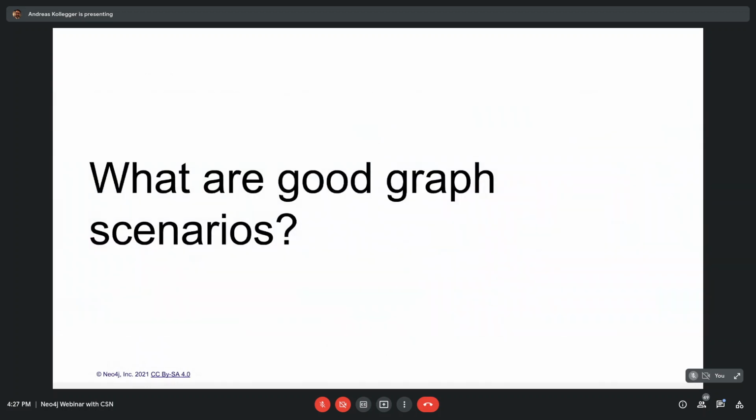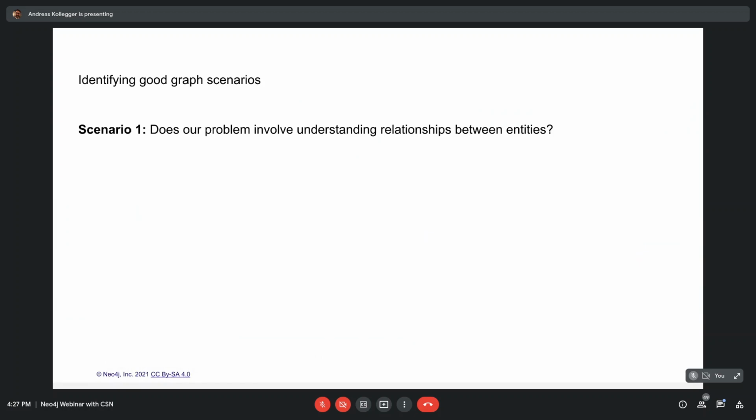Okay, so what are good graph scenarios? Let me continue to elaborate on this a little bit. These are just some questions worth asking yourself, and if they resonate, then maybe you have a graph problem, graph data that you're not taking advantage of. If what you're trying to do involves understanding how things are related, that is very much a graph problem. You should consider using a graph database for storing that data, and at least maybe analyzing that data, if not storing it as the source of truth.